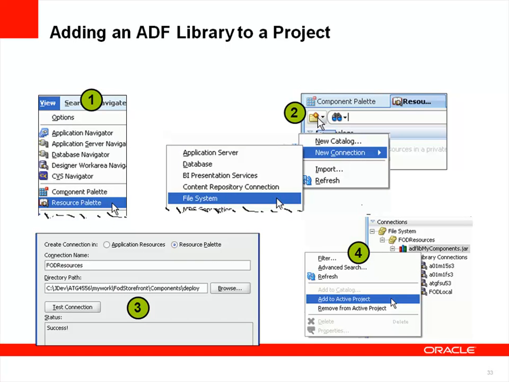Once a jar file is deployed, you can add it to a consuming project by creating a new connection to it from the resource palette, as shown in steps 1, 2, and 3. The jar file will then appear in the resource palette, as shown in step 4, and you can right-click to add the library to the active project that you have open in the IDE. You'll then be able to use the contents of the library by creating new view objects based on a library's entity objects, or by creating pages based on the library's data controls, or by creating pages based on the library's template, for example.